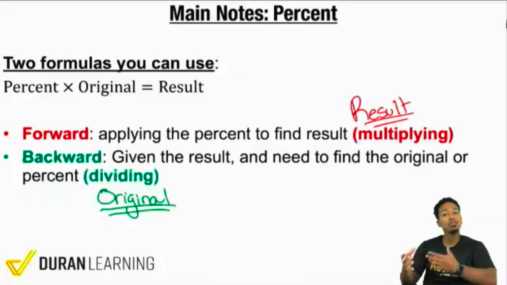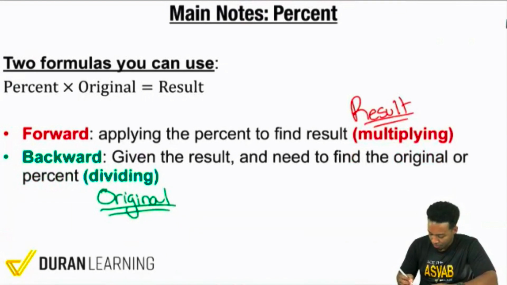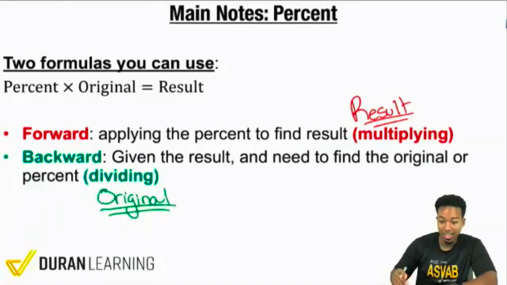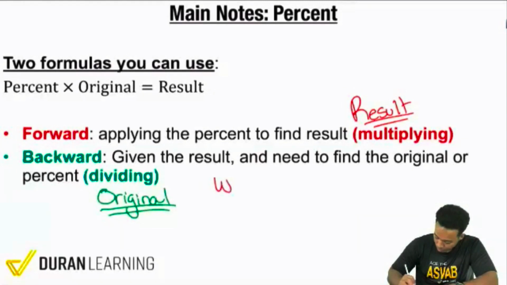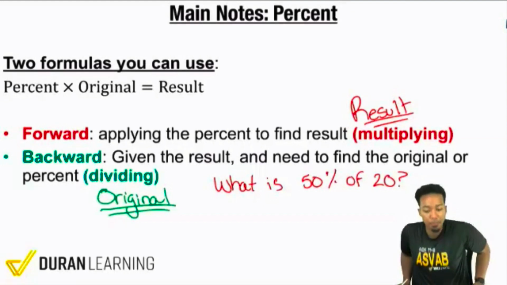So let me give you two examples of what this looks like using the exact numbers that we just used. Watch this. Working in a forward manner, this is what you would see. What is 50% of 20?